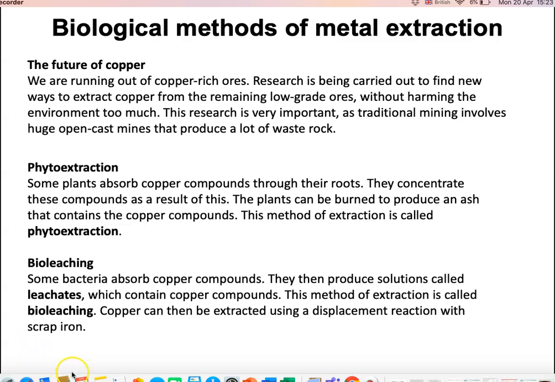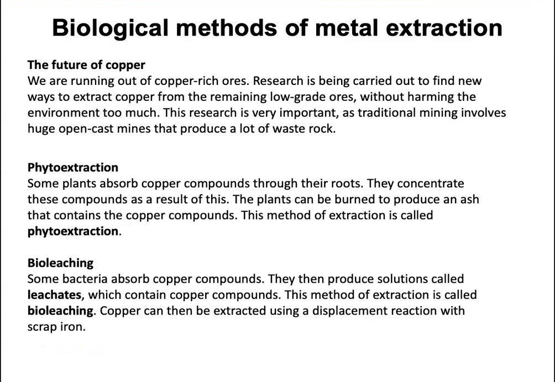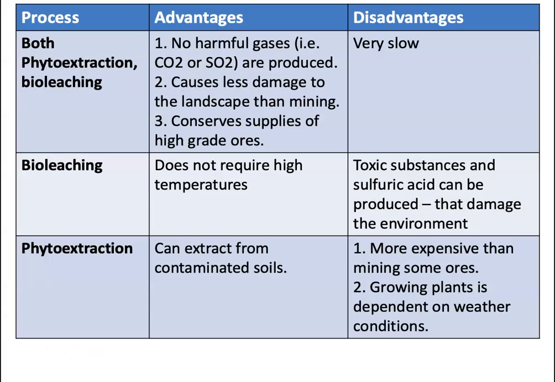We'll have a look at the two methods and the advantages and disadvantages of these methods. Both phytoextraction and bioleaching, I have summarized here for you. The advantages are there are no harmful gases like carbon dioxide or sulfur dioxide. There is less damage to the landscape because we are not mining for metals, so there's no noise pollution, and they conserve the supplies of high-grade ores.